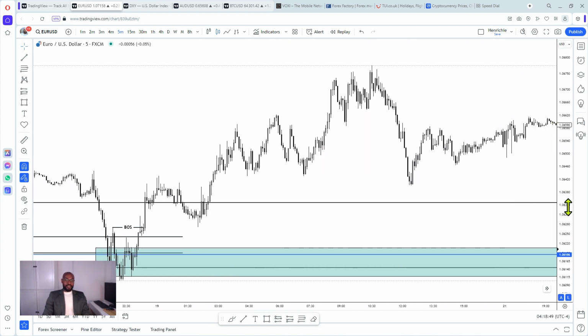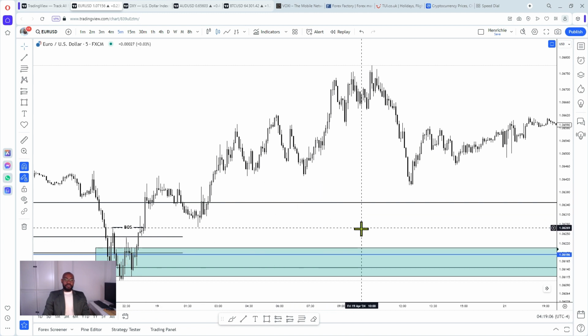If I do see price coming to the downside, I'll put a limit order at the bodies of the candle. I'm not going to put it exactly at this blue line. I'm going to put it at the bodies of the candle, which is right here, which is literally a few pips above that key level. So I'll put the limit order right there.